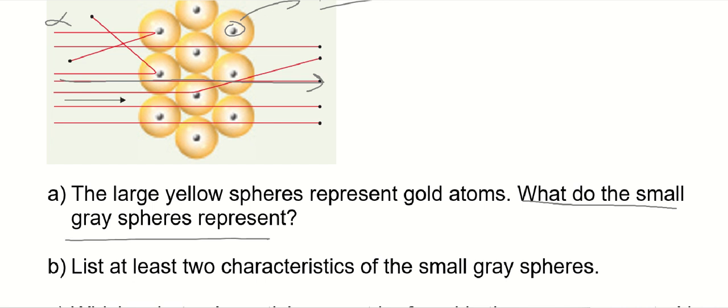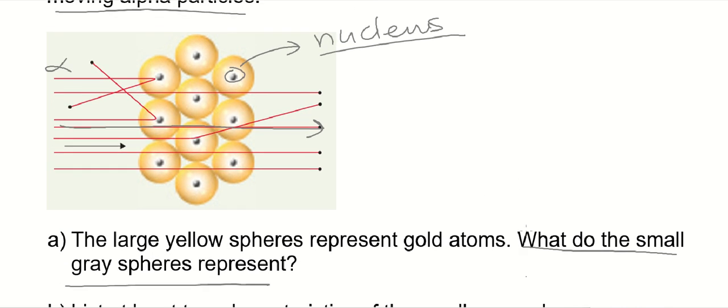List at least two characteristics of the nucleus, which are the small gray spheres. Let's list them all. All right, so they're very small in region. So let's say small, or they take up very little space. So a small volume, you could say. We know that because most of these alpha particles went right through, which means most of the atom is just empty space. So the nucleus is very small.